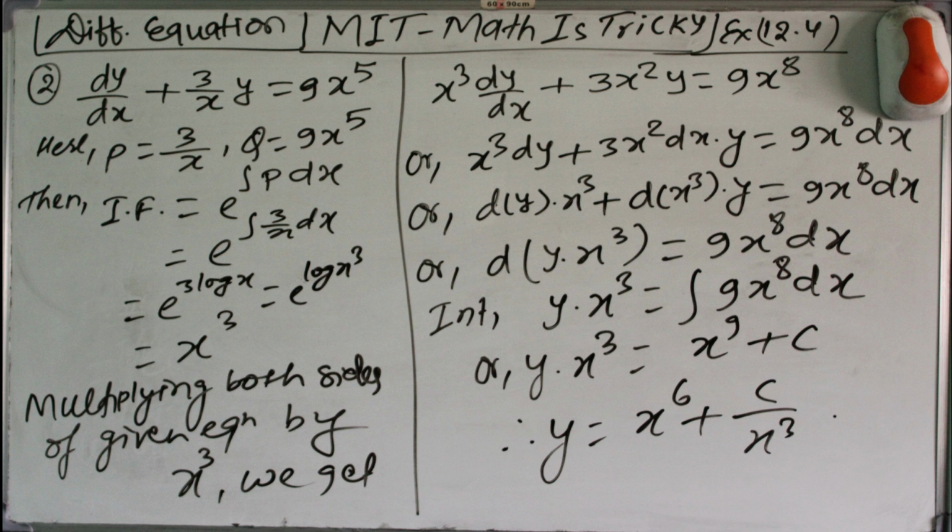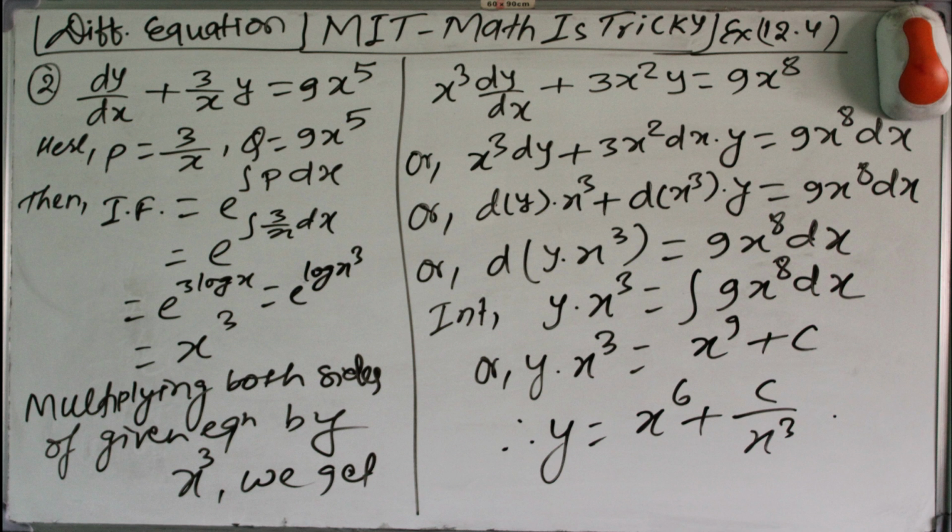Now we can see that the left hand side fits the formula of u into v, so it is the derivative of the first function into the second function plus the derivative of x cube into y, that is, the derivative of the second function into y, and the right hand side is as it is. Now the left hand side can be written as y into x power 3 equals 9x power 8 dx.